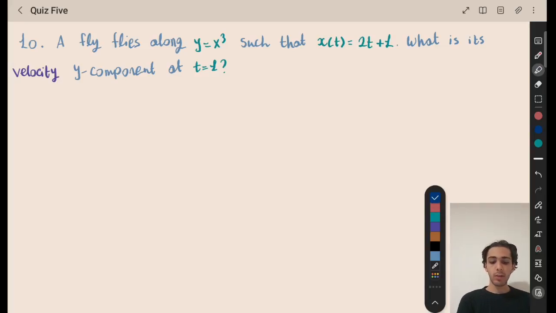A fly flies along y is equal to x to the third, such that the position of x at time t is given by 2t plus 1. Now when I say the position of x, I mean the x coordinate of the fly. And then comes a question, not about the displacement or the position, it's about the velocity. And it's not about the x component either, it's about the y component.